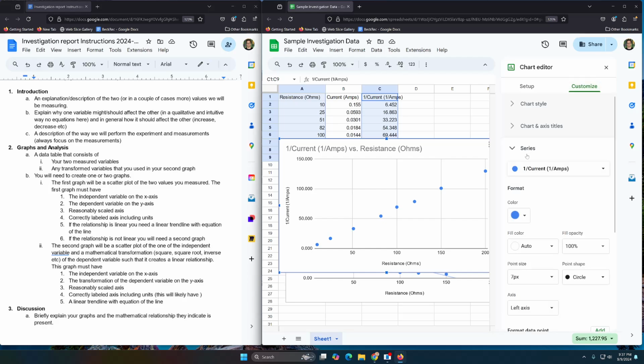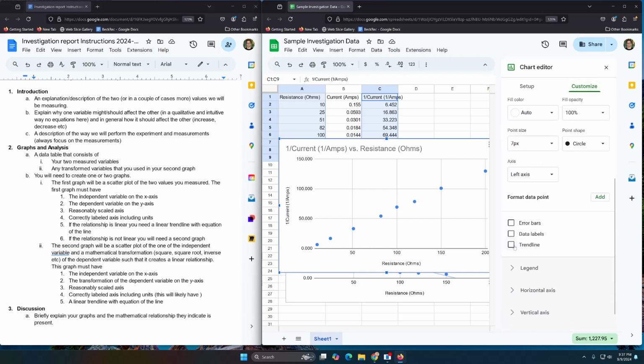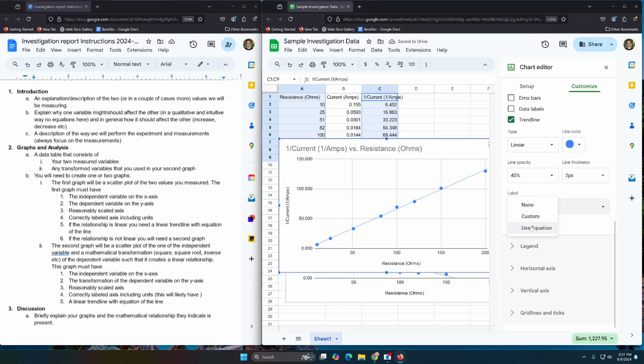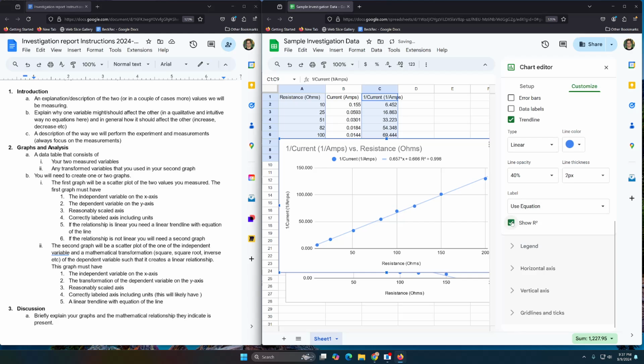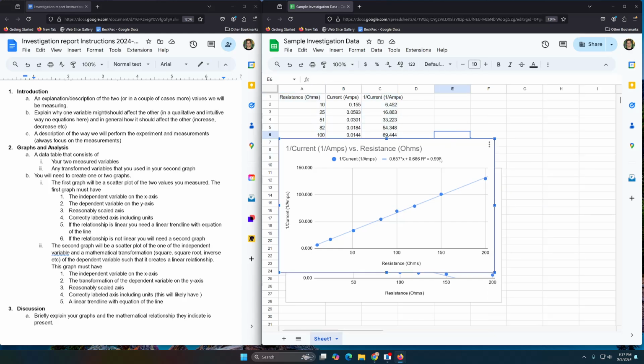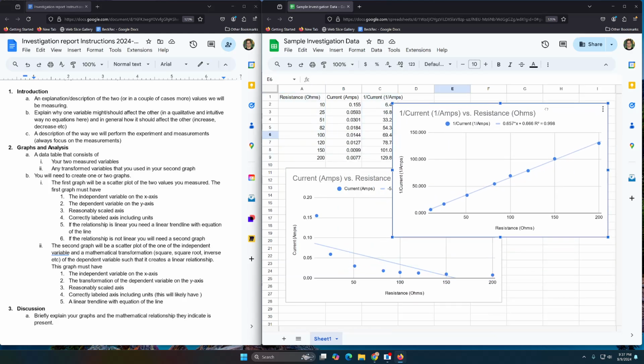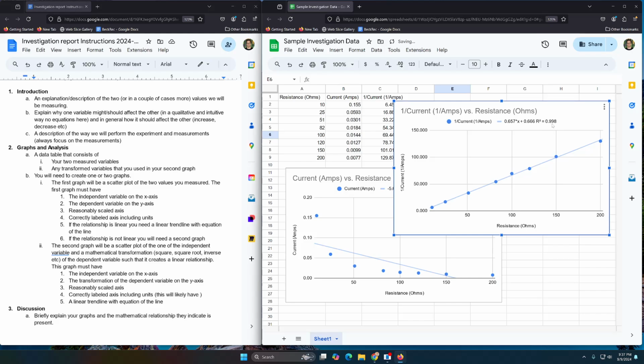Again, to confirm, we're going to customize. We're going to look at series. We're going to add a trend line. We're going to check use equation for the label, and we're going to check show R squared. You can see here that the R squared is significantly higher. This time it's almost 1, which means almost perfect. It probably won't be that high. Obviously, I made up this data a little bit for our purposes, but that's what it's going to look like.